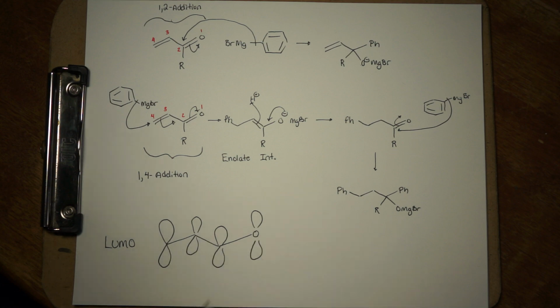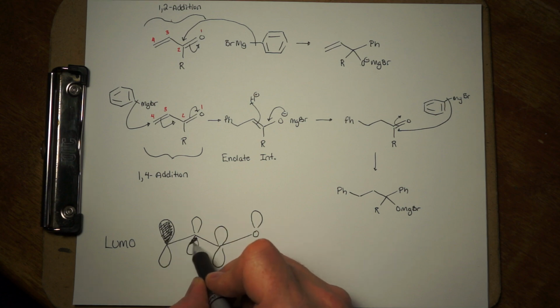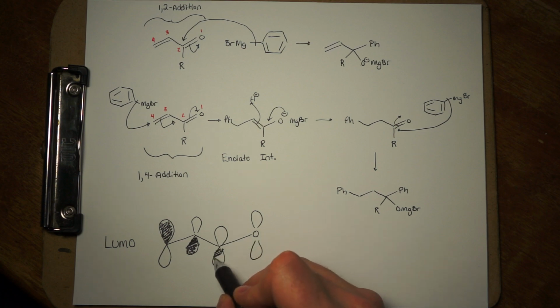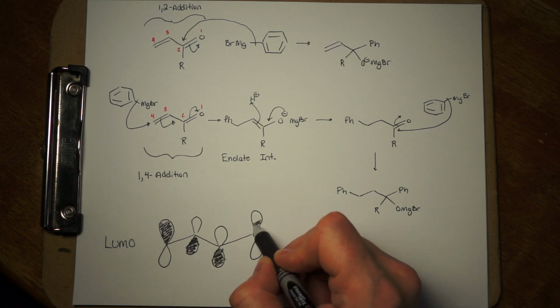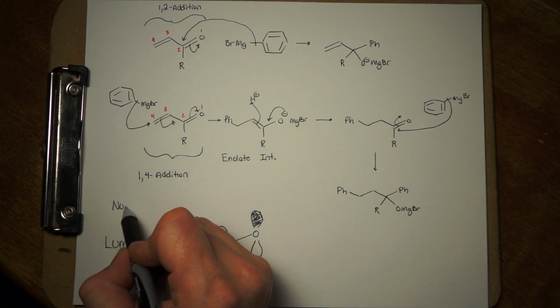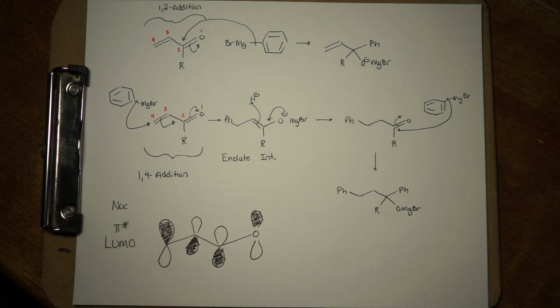The size or the coefficient of each orbital might be different, but the overall phase interaction is going to be the same. So the LUMO of an alpha-beta unsaturated carbonyl is going to have an out-of-phase interaction between the alkene and an out-of-phase interaction between the pi system of the carbonyl, but an in-phase interaction in the middle. And so this is what the LUMO looks like of this pi system. And when we add our nucleophile, so this would be referred to as the pi star LUMO.